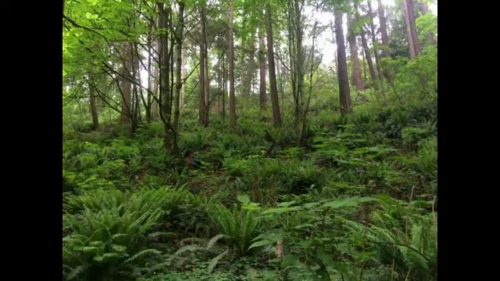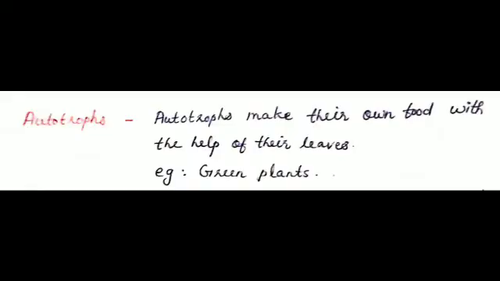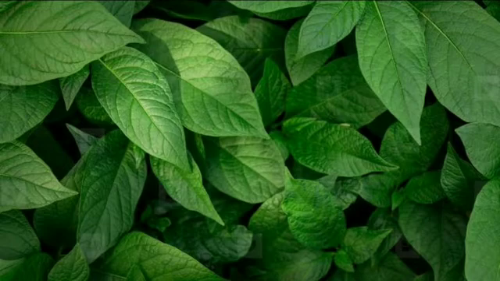Then green plants are called autotrophs. Autotrophs make their own food with the help of their leaves. The preparation of food takes place in leaves. So, leaves are called the food factories of the plant.